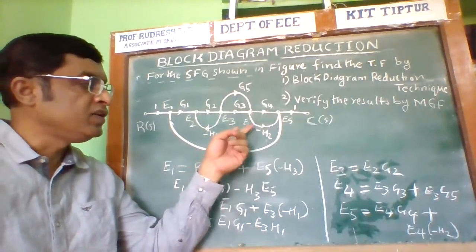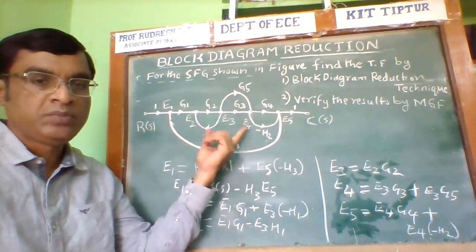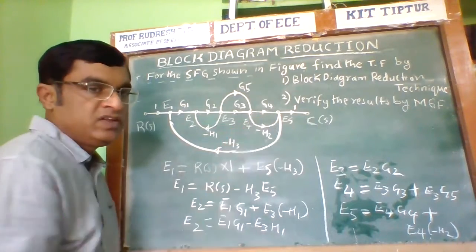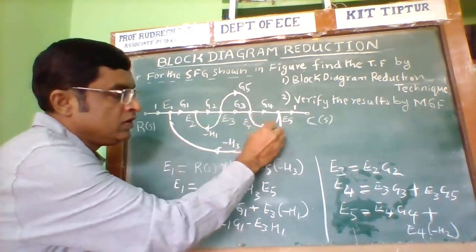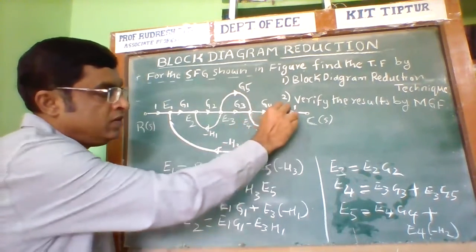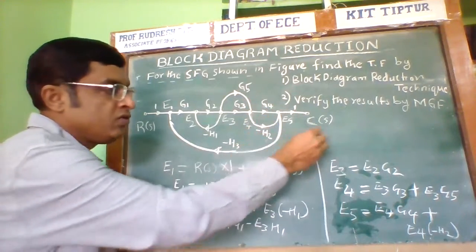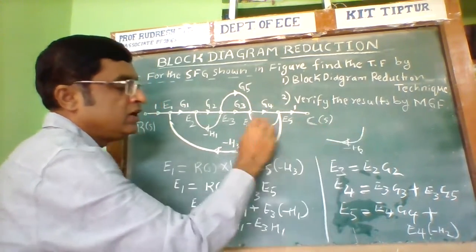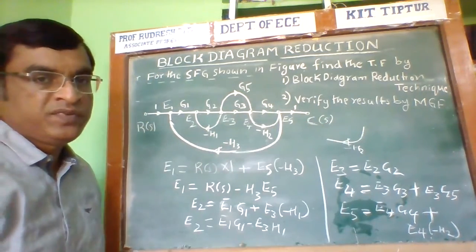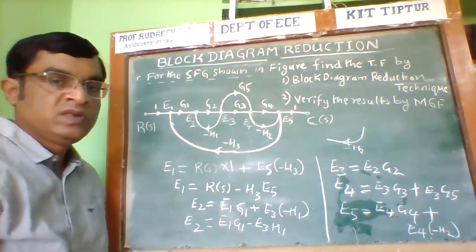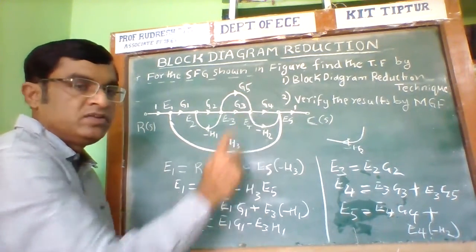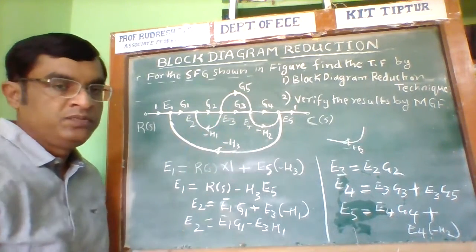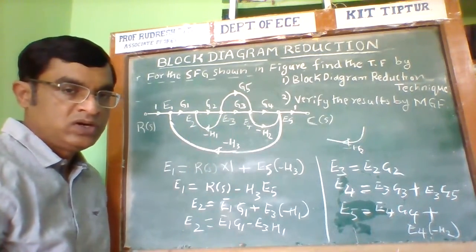Here, minus H2 is from the model question paper. Here they have taken the direction of this particular branch like this. Usually this is the feedback path. In a standard question, the direction of this minus H2 is like this. But just for confusion purposes, the direction here is like this, so you have to consider this direction only. Try to find out the overall transfer function.